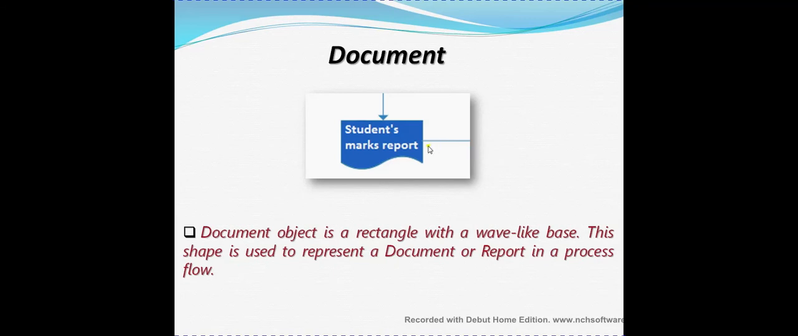Next is a document. Here you can see it is a type of rectangle with a wave-like bottom. Now we will see the definition. The document object is a rectangle with a wave-like base. This shape is used to represent a document or report in a process flow.